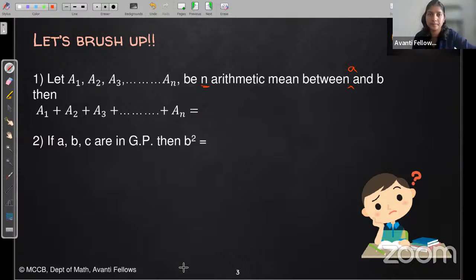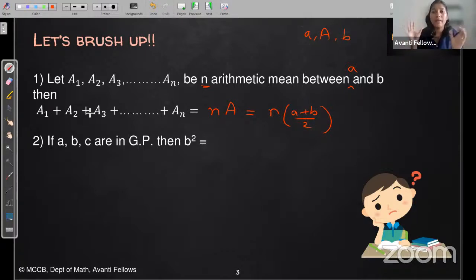The sum of the n arithmetic means will be equal to n times the arithmetic mean between A and B. What is the arithmetic mean between A and B? If A and B are terms of an AP, then the arithmetic mean between A and B will be (A plus B) divided by 2. So the sum of the n arithmetic means between A and B will be equal to n into the single arithmetic mean between A and B.